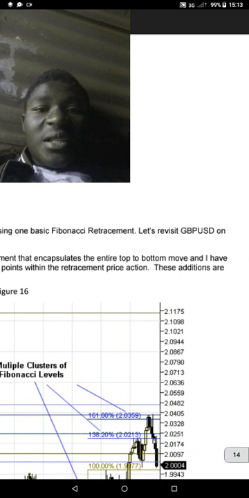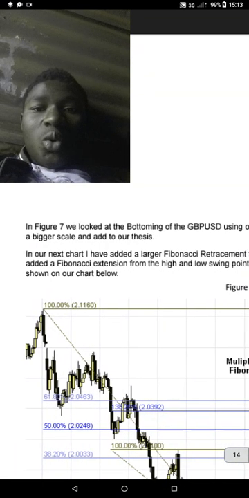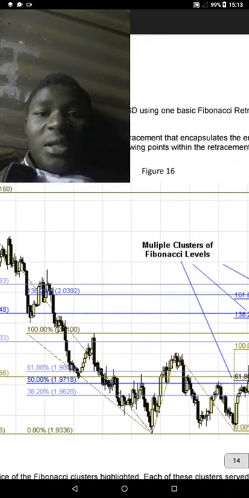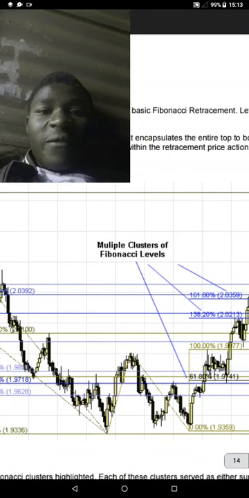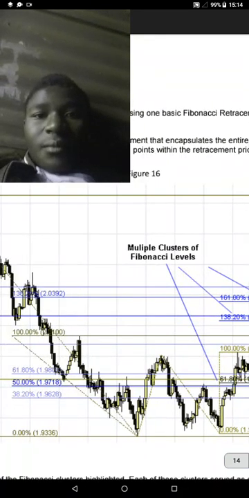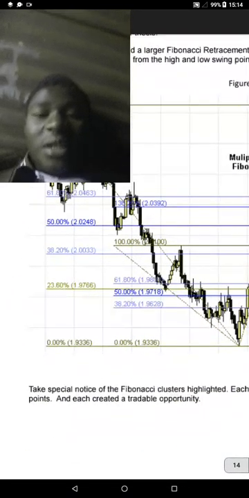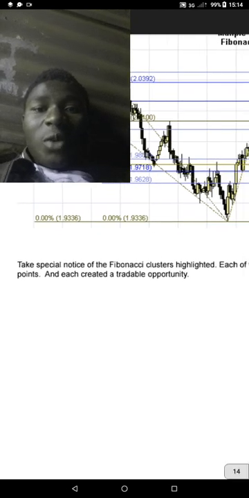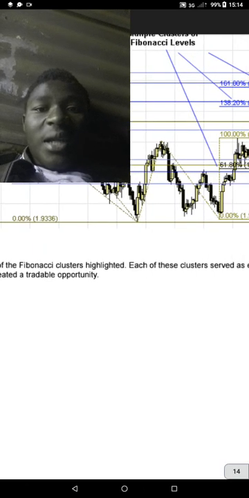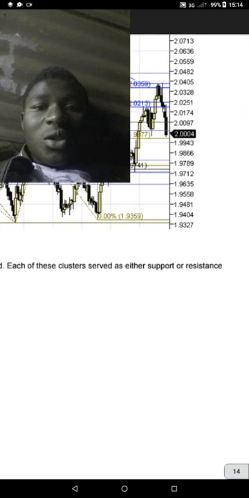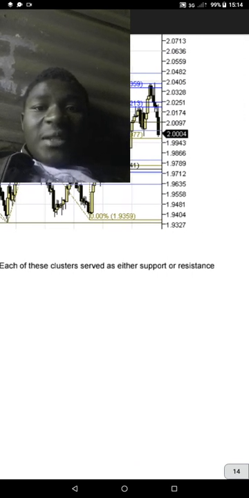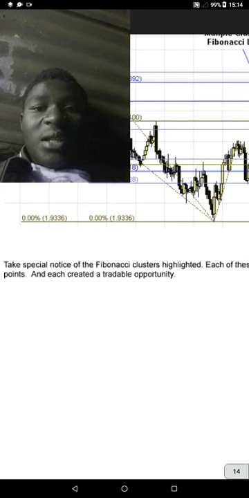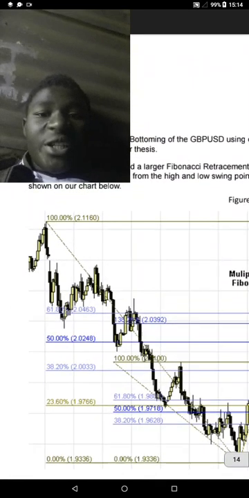These additions are shown on our chart below. As you can see, guys, there is multiple clustering of Fibonacci levels. Let's proceed. Take special notice of the Fibonacci clusters highlighted. Each of these clusters served as either a support or a resistance point, and each created a tradable opportunity.